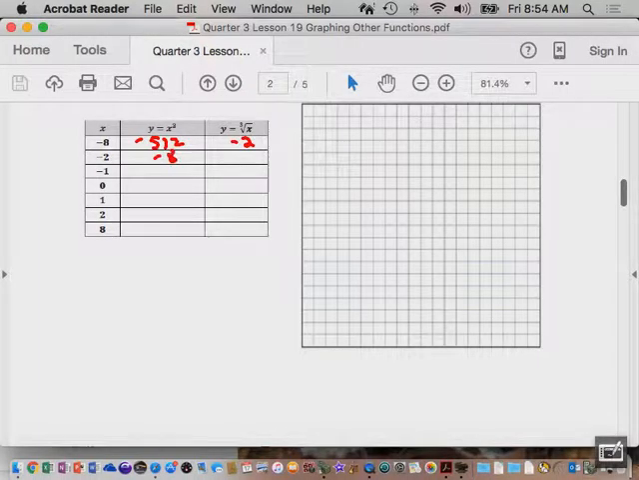Negative 2 cubed is negative 8, and this works out to be the cube root of negative 2, which as a decimal, what does that work out to be? I don't even know. 1.2? 1.3? 1.25. Negative 1.25? Yeah. Okay. Negative 1 cubed is negative 1, it's also negative 1, that's 0, that's 0, that's 1, that's 1, that's 8, that's 1.25, and this is gonna be 512, and this is gonna be 2.